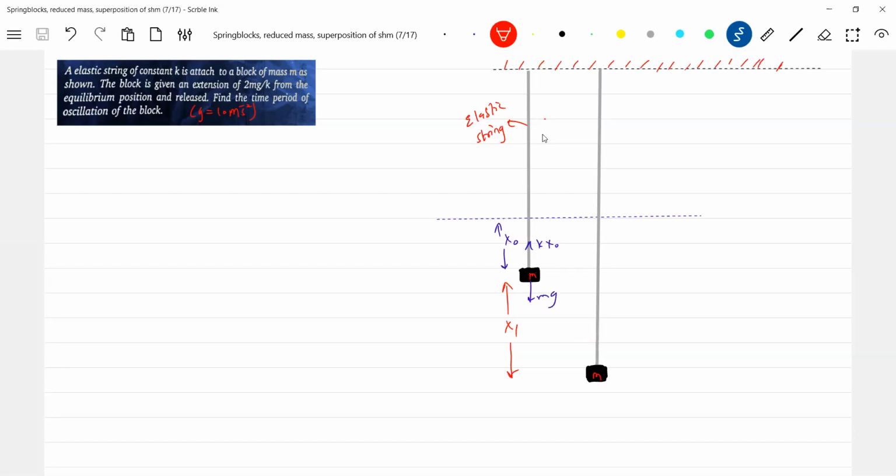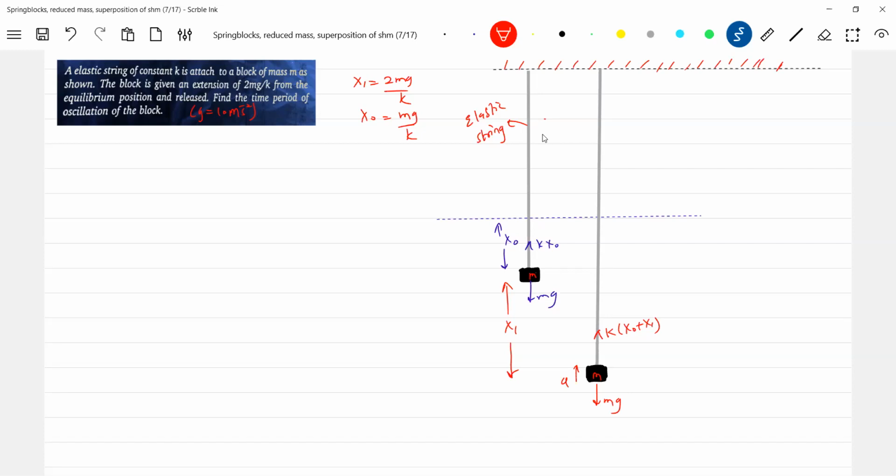So what is the total spring force that will be acting? This elongation is given, no? I think we can apply any other symbol. K x1, let me write. So k(x naught plus x1) versus mg, so it will accelerate. So what is x1? x1 should be equal to 2mg/k. What is x naught? mg/k. How much spring force will act? Definitely that will be greater than this one.